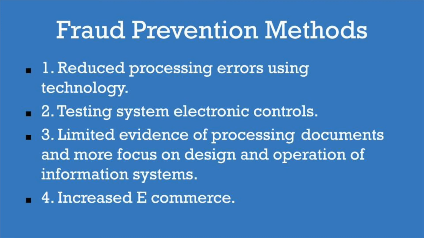Limited evidence of processing documents and more focus on design and operation of information systems is also one of the measures. We want to make sure that we have lots of evidence of processing. So, for example, receipts, invoices, these sorts of things. And focusing on design and operation of information systems that work for your business. So what would be the proper process in order to ensure that takes place? And increased e-commerce is important too. You know, for example, if you can avoid the use of actual cash and use electronic processes in order to send money, that would ensure that there's less opportunities for money to go astray.